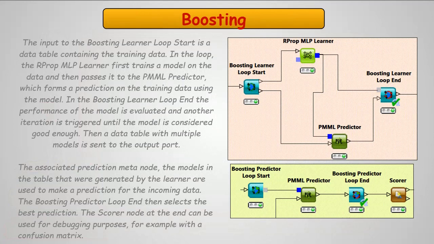Take a look and we see the input of the boosting learner loop start is a data table that contains the training data. And then in the loop, we're doing the RProp MLP. This is our neural network learner, and it trains the model and it does the prediction, and then the boosting learner loop end. So it's going to go through this process over and over again, each time doing the boost. And then finally at the bottom, the associated model, once it comes out of it, is going to feed the boosting predictor loop start, which will generate the actual prediction, and that can feed directly out into the scorer.